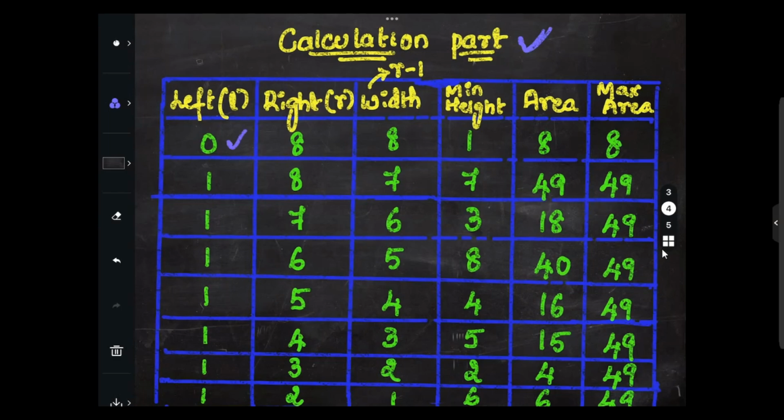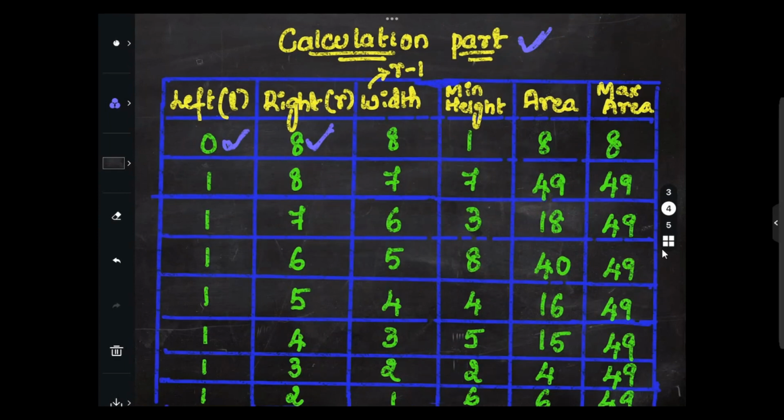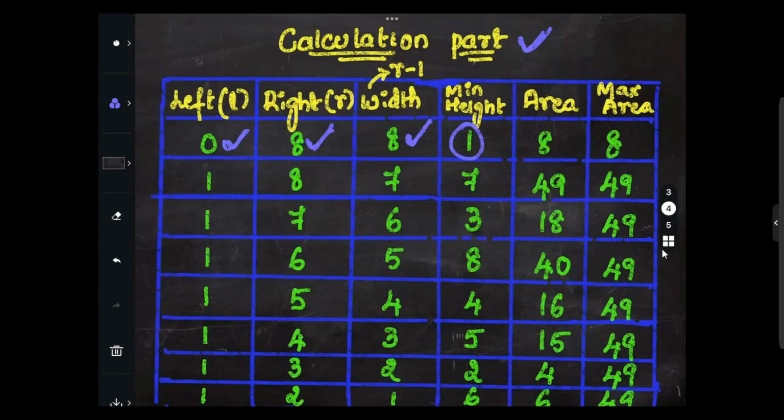So first, left we had 0, right we had 8. Width we are having 8. Minimum height we are having 1, between these two. Area is 8 into 1, that is 8. So now the max area that we got here is 8.